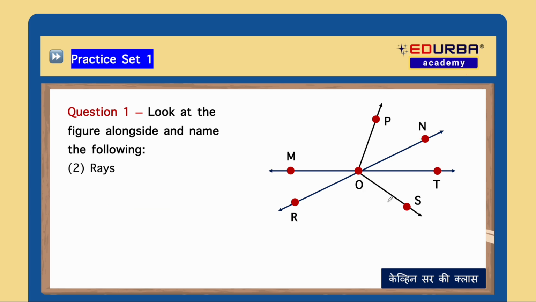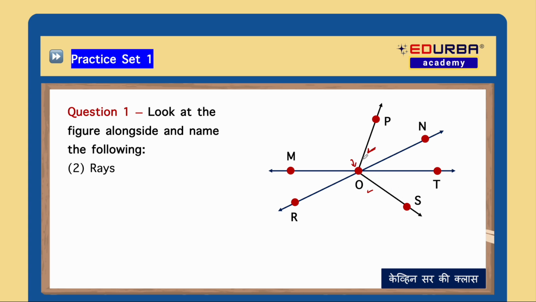Next, we have to write rays. Now we have already studied that rays have an origin and they travel in one direction. Not only that, we have also studied that rays are also part of lines. So that means we have to search for the rays on the lines as well. So if you look at this figure, ray OP and ray OS, these are obvious rays because they have originated from point O and they travel into one direction.